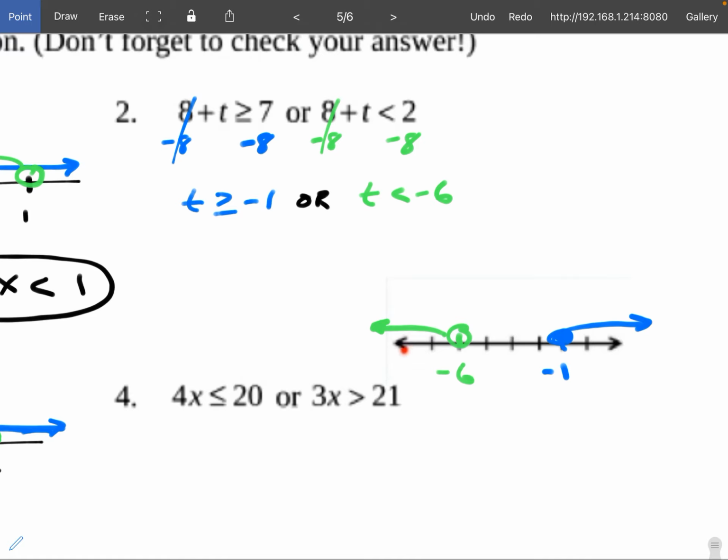So if you pick a number over here, give me a number over here. Oops, hold on. Gotta undo that. If you're looking for a number over here, give me a number over there. Negative 7. That will make the green one true. That'll make this one true. That's okay, because we're looking for a solution for either inequality. All right, doesn't have to solve both of them at the same time. Give me a number over here.